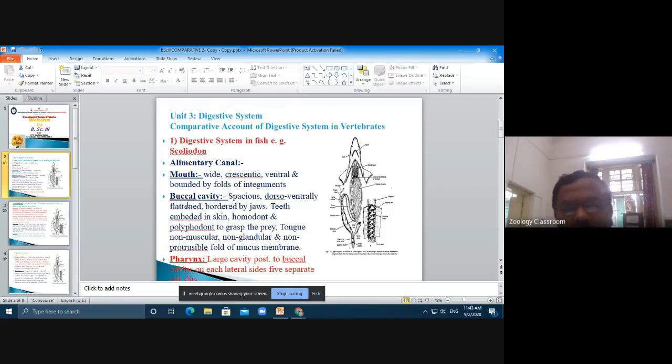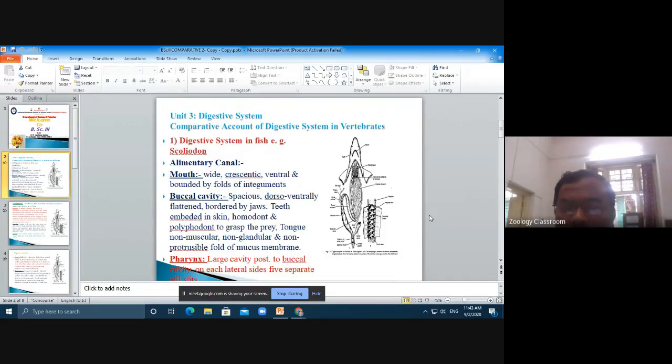Now come to the buccal cavity. The mouth further continues into the buccal cavity. This buccal cavity is a spacious cavity and a dorsoventrally flattened structure. It is bordered by the jaws, and the jaws are provided with teeth. The teeth are simply embedded into the skin. They are not embedded into the cartilage of the jaw. All teeth are similar. This condition is called the homodont condition. All teeth are similar; this condition is known as homodont.